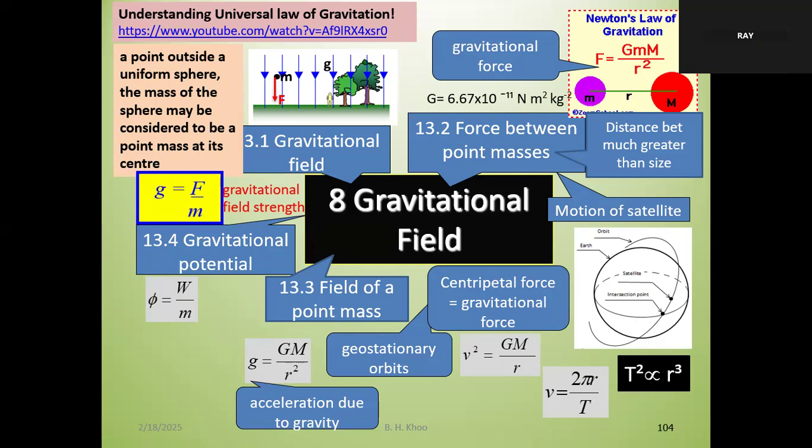Example, around the Earth, there's a field. Around the Moon, there's a field. So how do we find the gravitational field strength? We take a mass, called a test mass, find the force on the test mass, and then take the ratio, force per unit mass, to find the gravitational field. Then we study Newton's law of gravitation, the forces between point masses. Right? That's the force.